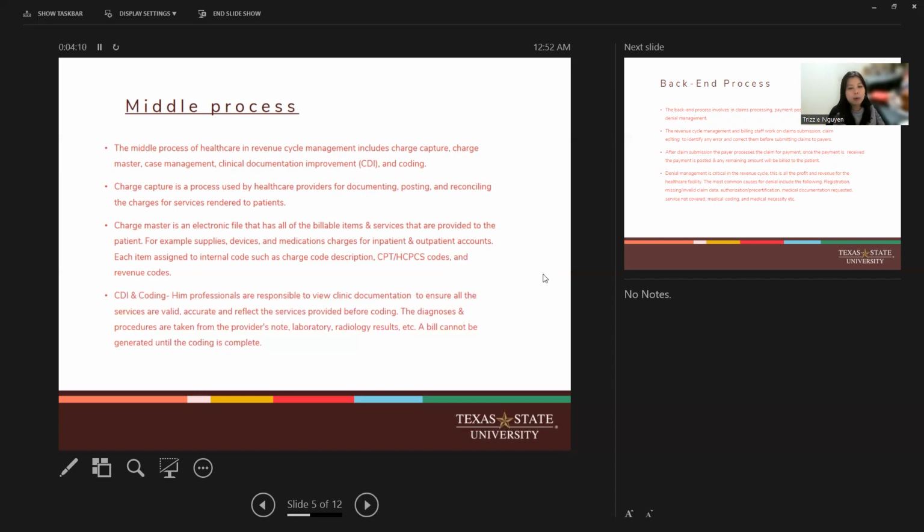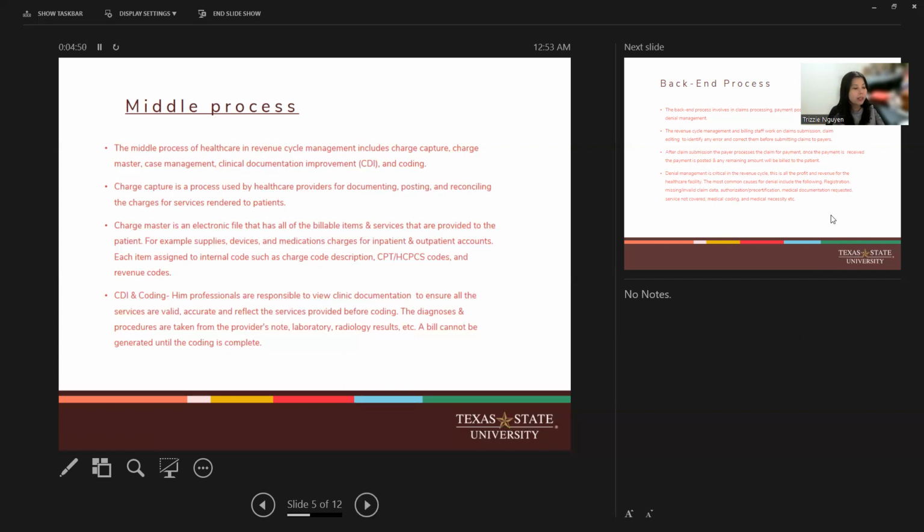For the CDI role in the revenue cycle, they are responsible to review clinical documentation to ensure that all the services are valid, accurate, and reflect the services that were provided before coding. And once that is verified, the coder will assign the diagnosis and procedures taken from the provided notes, laboratory and radiology results, and any procedure that was performed. And a bill cannot be generated until the coding is complete.